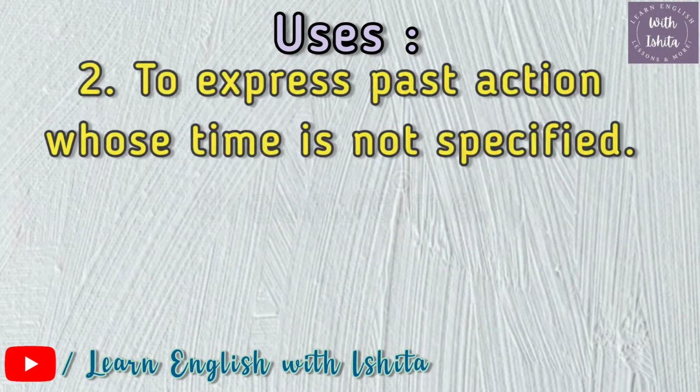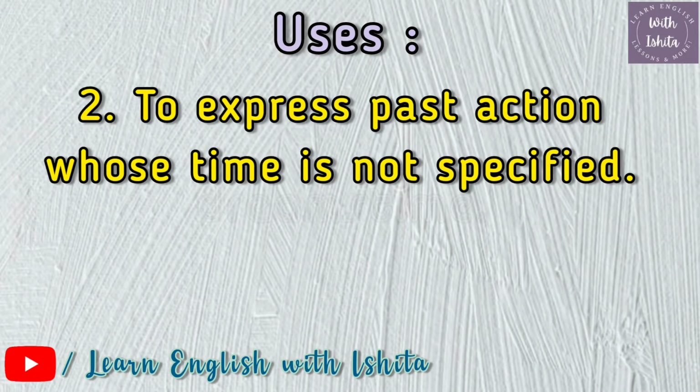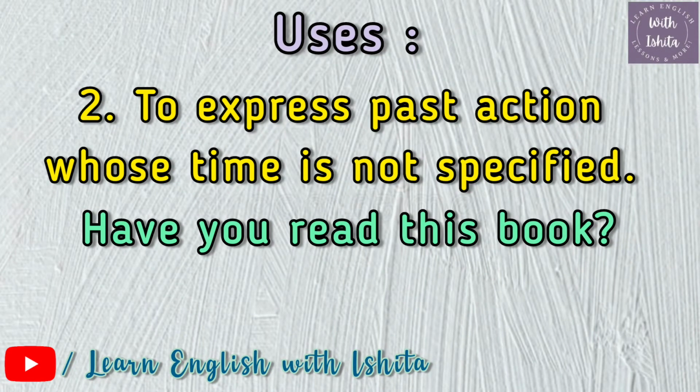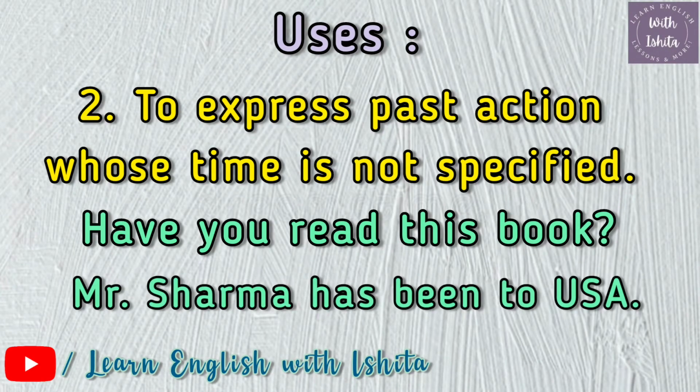Number 2, to express a past action whose time is not defined or not specified. For example, have you read this book? Next, Mr. Sharma has been to USA. In both of those sentences, no single time is defined or specified, okay? So we are using the present perfect tense.